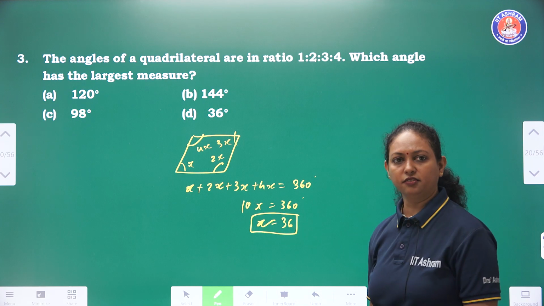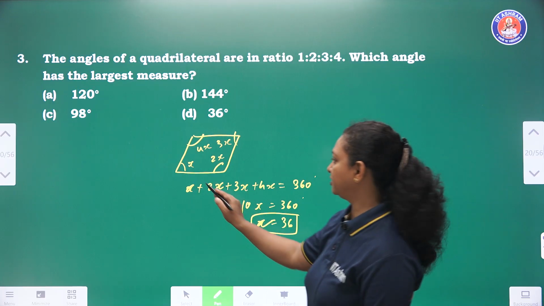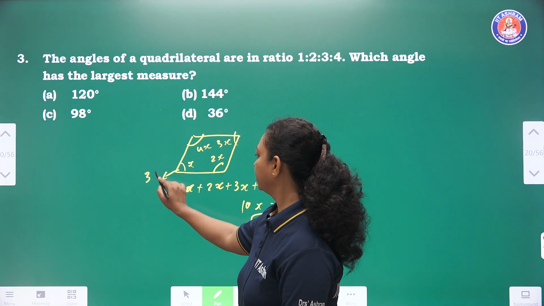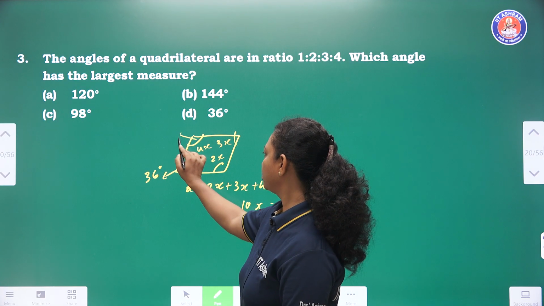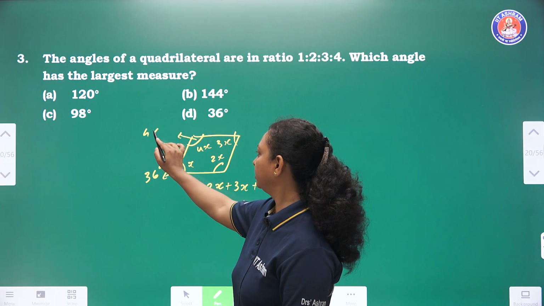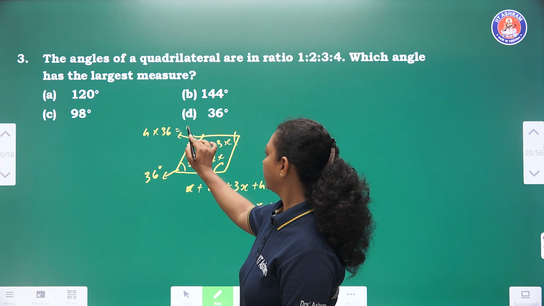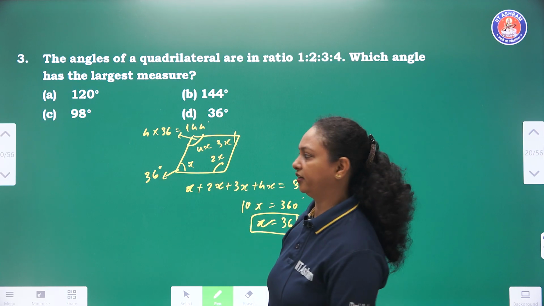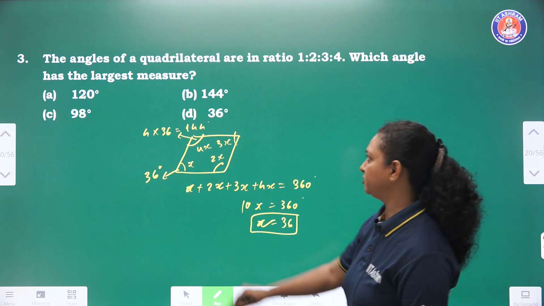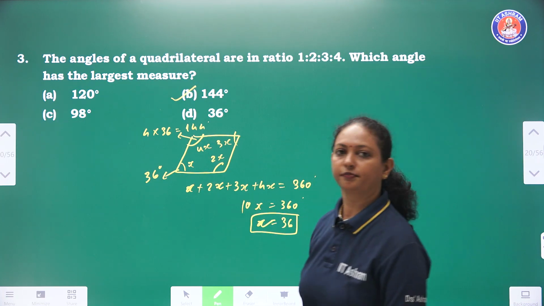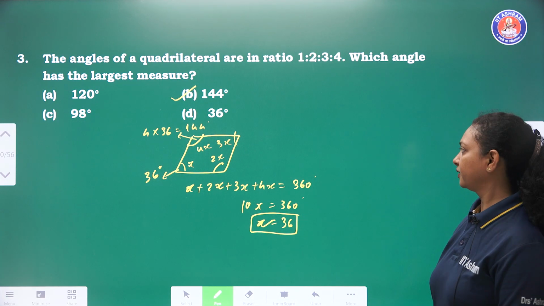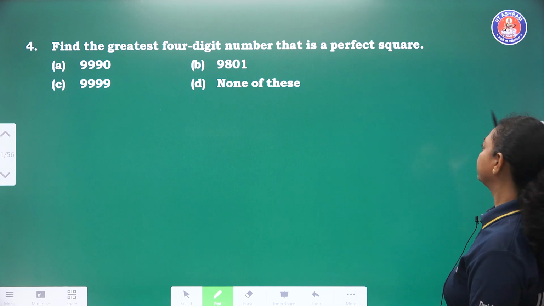So the value of x is 36. The smallest angle is 36 degrees. But here they have asked for the greatest one. So that is 4 into 36. How many degrees is it? 144 degrees. So, among these, which option is correct? B1. Okay, move on to the next one.